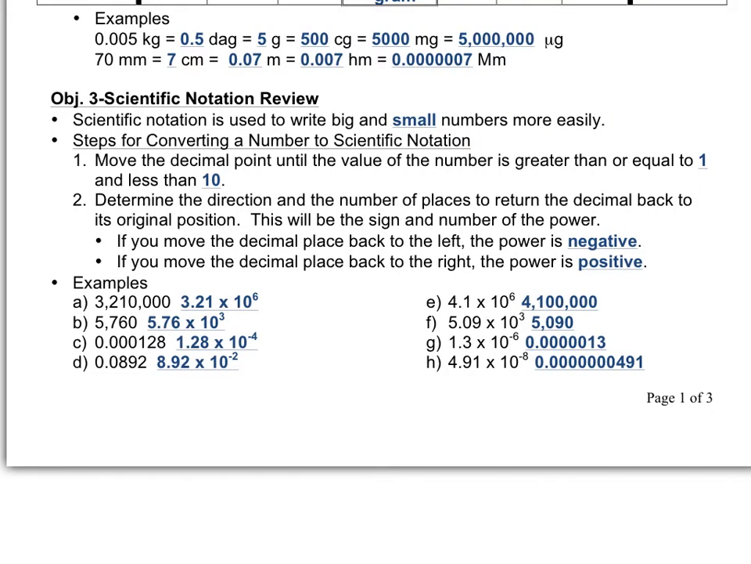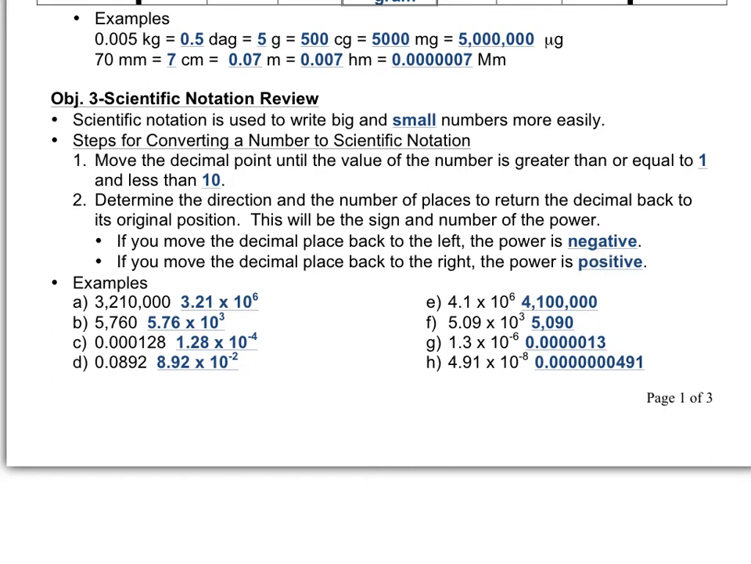So this is how we do it. You move the decimal point until the value of the number is greater than or equal to 1 and less than 10. So basically you want a number to start off with between 1 and 10. Determine the direction and the number of places to return the decimal back to its original position. So think of how you move it back to where it came from. And this sign will be the sign of the power. So if you move the decimal back to the left, the power is negative. If you move it to the right, the power is positive. Alright, so make sure you get those in there.